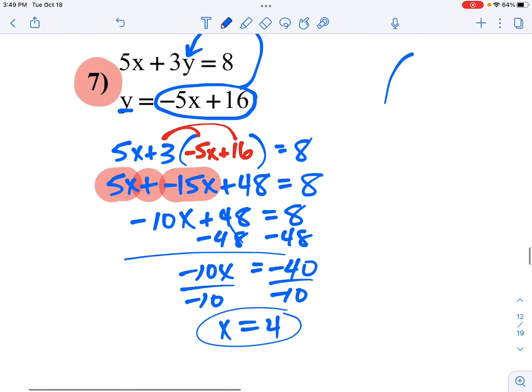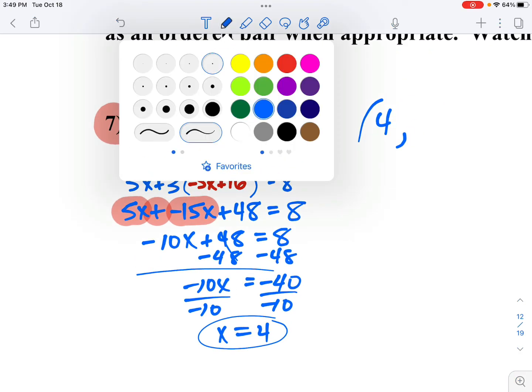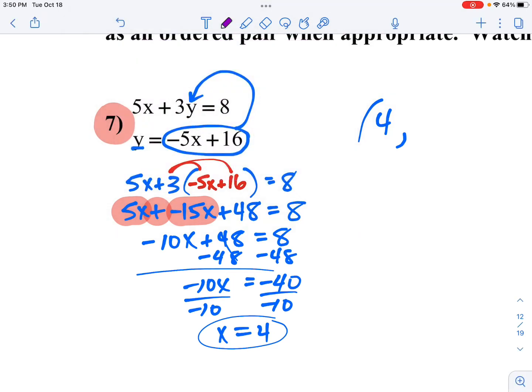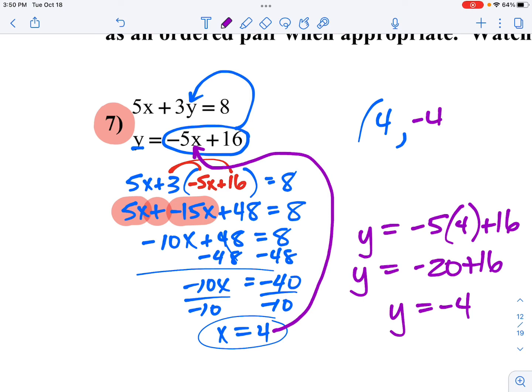Nice. Where can I plug that in for y? You have a couple different options, but I think it would probably be pretty easy. Some of you could do this in your head. Take the 4 and plug it in right there. So you get y equals negative 5 times 4 plus 16. Negative 5 times 4 is negative 20. Negative 20 plus 16 is negative 4. Nailed it.